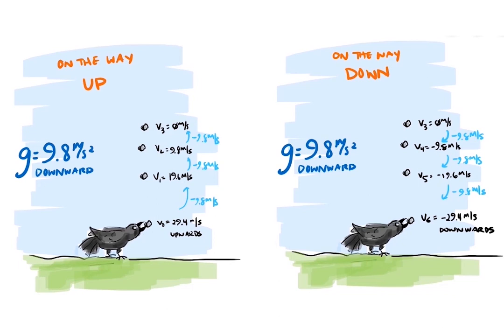On the way up, the acceleration is opposite to the direction of motion, causing it to slow down to a stop. But on the way down, the acceleration is in the same direction of motion, causing it to gain speed.